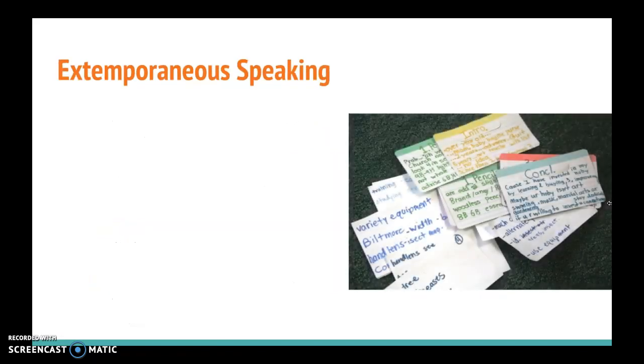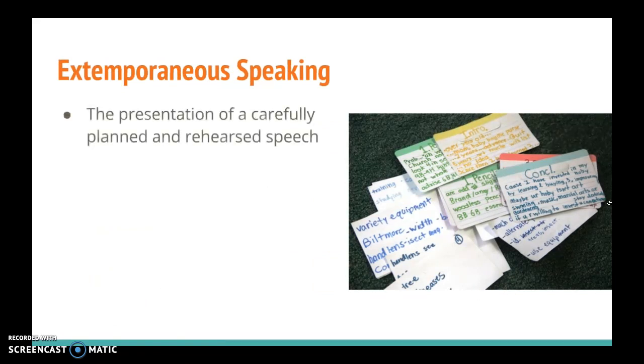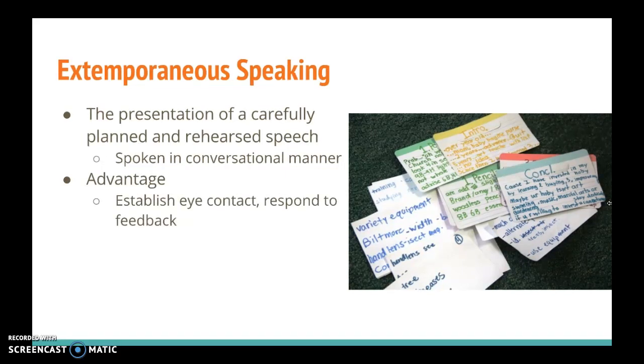Well, you're going to be delivering your speeches extemporaneously. Extemporaneous speaking is the presentation of a carefully planned and rehearsed speech. And it's spoken in a very conversational manner. So you have planned out what you want to say. You know what your main points are going to be. You know what you want to say in those main points, but you're talking about it as though you're explaining something to a friend.